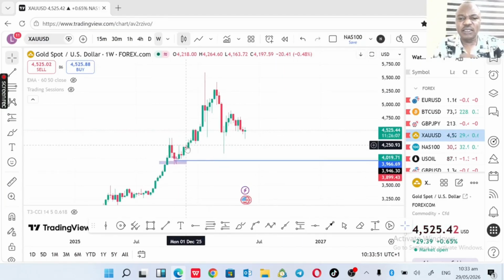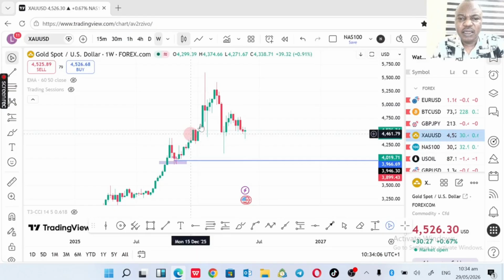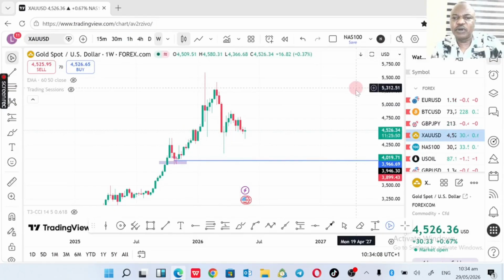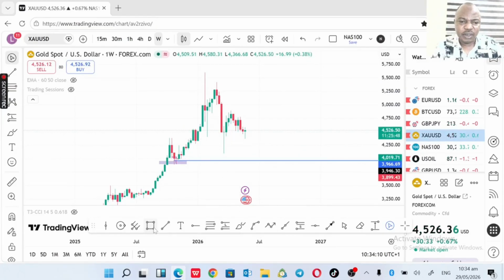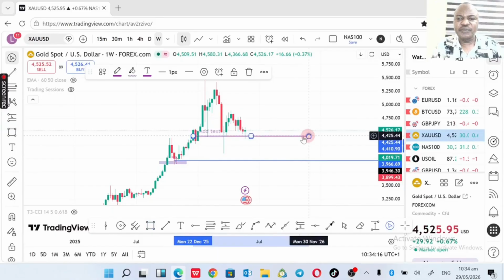Okay, as you can see on our weekly, the gold on weekly is actually forming head and shoulder. You can see the head somewhere here, and this is a bottom already. It shows we may likely have a resistance somewhere here.